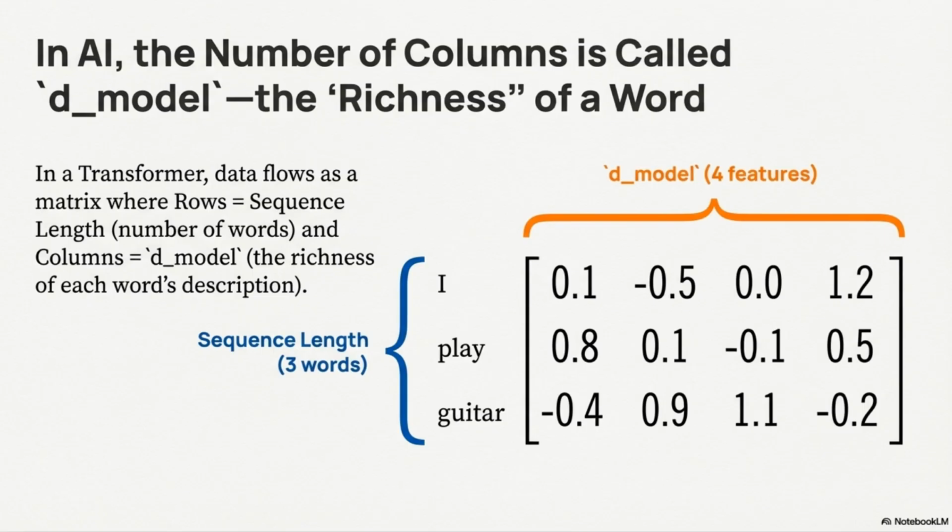Now let us connect this math to AI and language models. In transformer models, each word in a sentence is turned into a vector of numbers. The length of that vector is called D-model. It measures how rich or detailed the description of each word is. Imagine the sentence, I play guitar. That is 3 words, so we have 3 rows. If each word is represented by 4 numbers, then D model is 4, and our matrix has shape 3 by 4. Rows represent the sequence length, meaning how many words we have. Columns represent the features per word, which is D model. Bigger values of D model mean more expressive models, but they also mean bigger matrices and more expensive matrix multiplications.